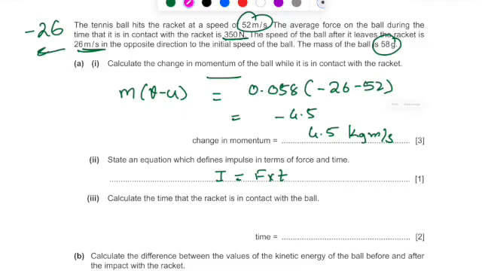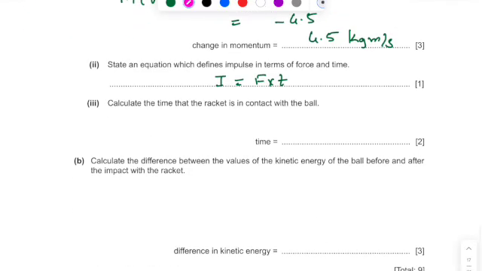Calculate the time of the racket in contact with the ball. So time equals impulse by the force. Impulse is 4.5 and the force is nothing but 350. Simplify that, 0.013 seconds.